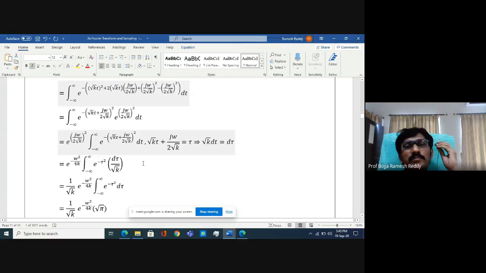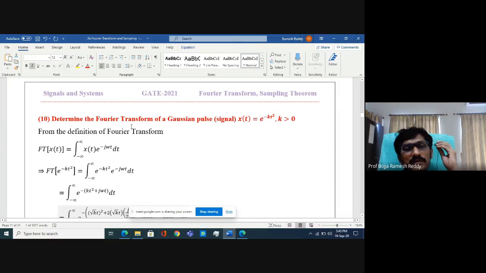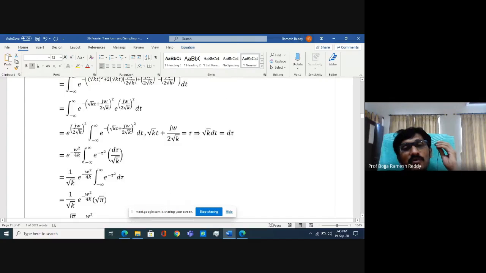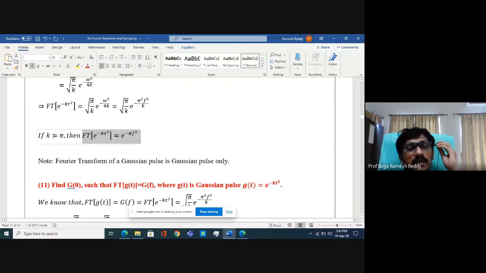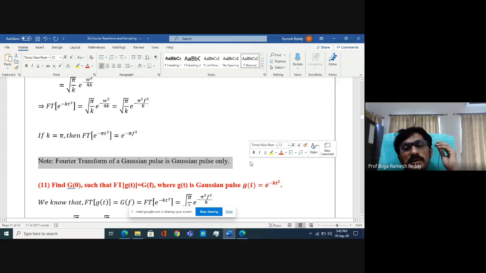This derivation is BTech level. In the examination we would have to write all those steps, so we have to know the procedure for how to evaluate. But to solve these questions in the stipulated time, without doing all those steps, learn this formula by heart: Fourier transform of e power minus pi t square, a Gaussian pulse in the time domain, is e power minus pi f square, a Gaussian pulse in the frequency domain. That's all. Note, Fourier transform of a Gaussian pulse is a Gaussian pulse only.